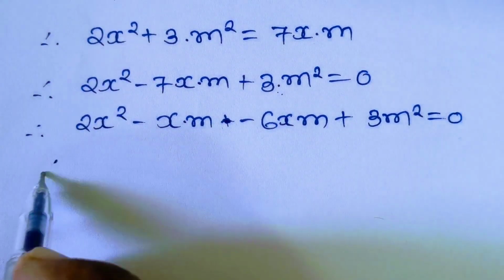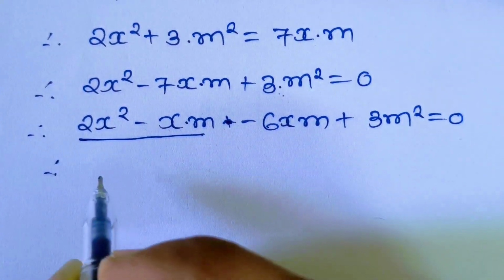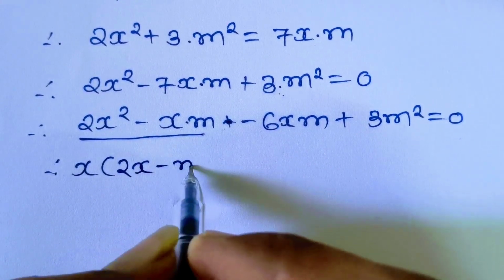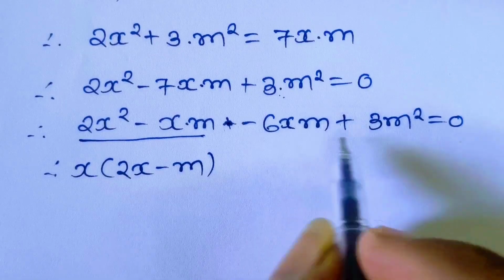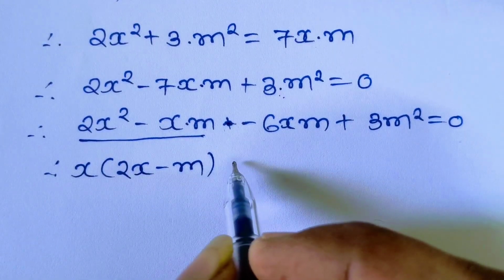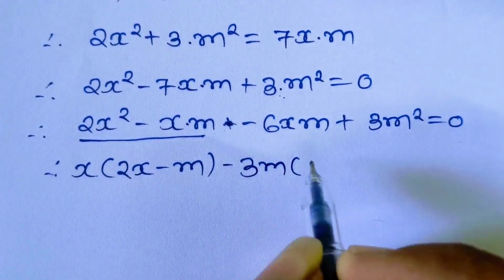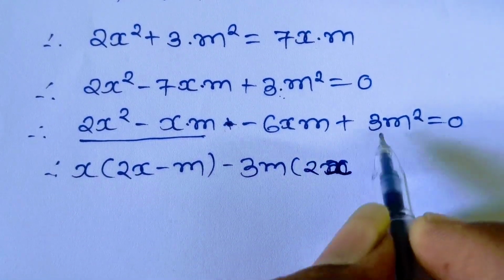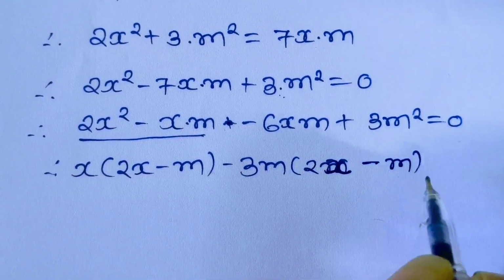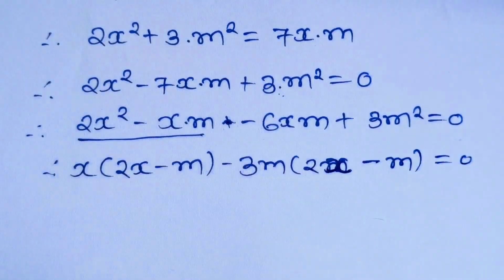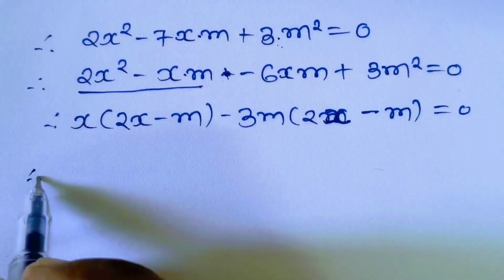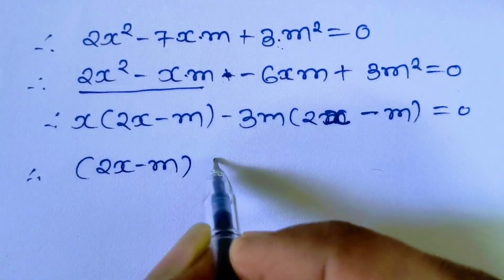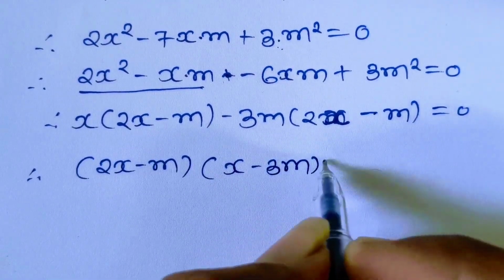Now in these two terms x is common, and the remaining part is 2x minus m. Here minus 3m is common, and the remaining part is 2x minus m. Now 2x minus m is common, and the remaining part is x minus 3m, which is equal to 0.